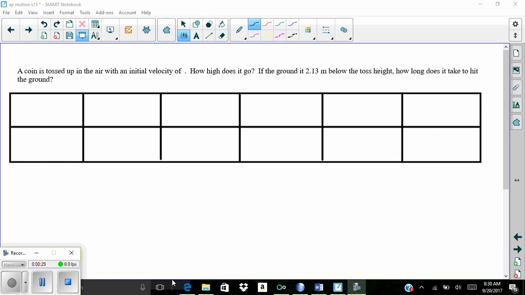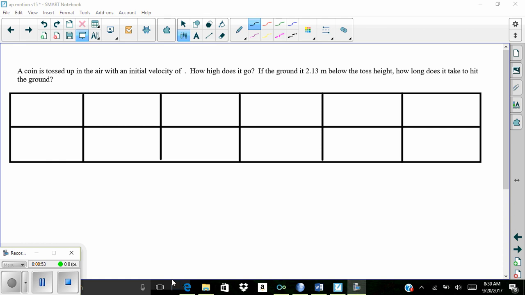So if you throw something up in the air and then it falls back into your hand, the acceleration is always negative 9.8 meters per second squared j hat. Even at the top when it stops, the acceleration is still negative 9.8 meters per second squared j hat. Okay, so let's go ahead and get started on this problem.